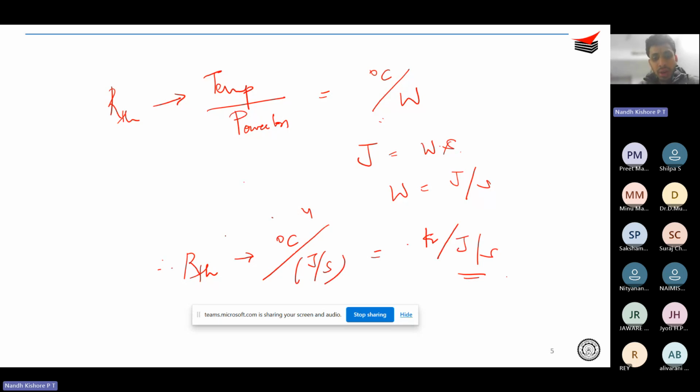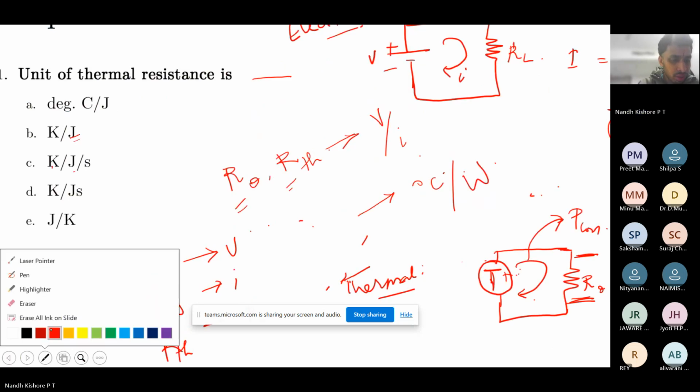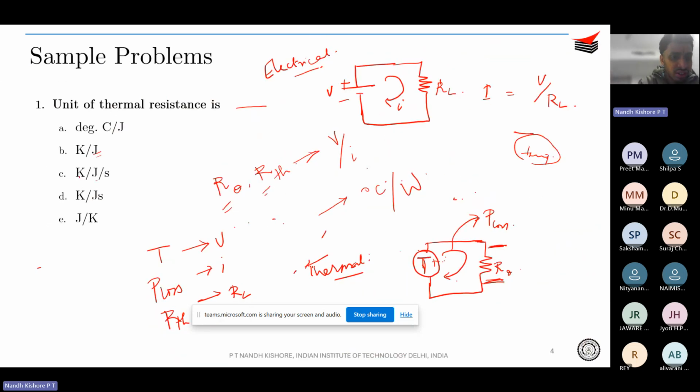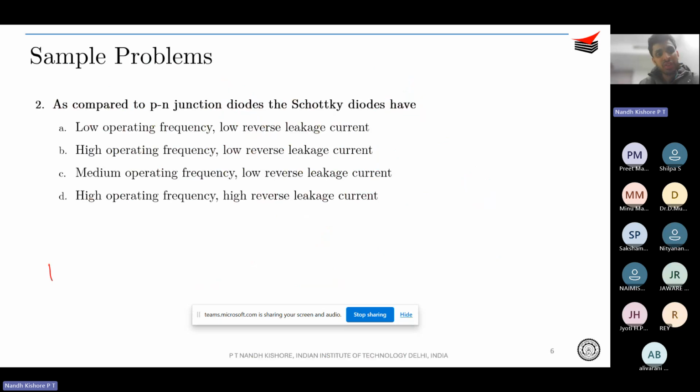Right? So if you have any doubt, please do ask now. So you can understand that the answer is going to be C, Kelvin per joule per second. Okay. So unit of R theta is degree per watt or temperature per power loss. That's the easiest way to remember. Let's go ahead to the next one, right?